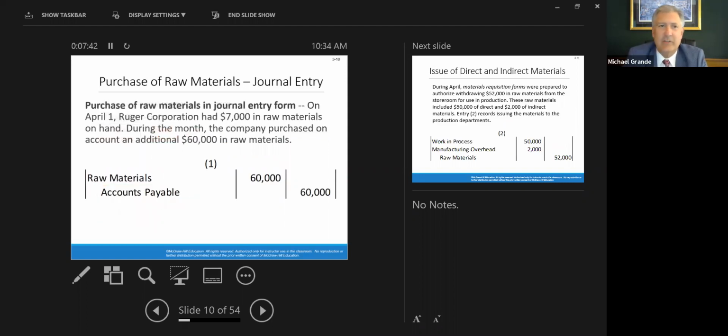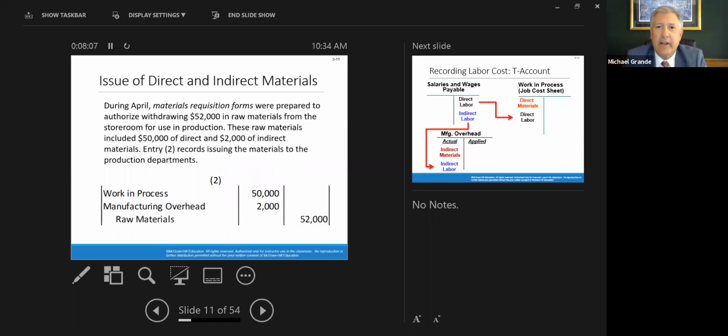So let's look at some of our journal entries. On April 1, Rugger Corporation had $7,000 in materials on hand. During the month, the company purchased on account an additional $60,000 in raw materials. So we don't expense them. We put them on the balance sheet. We put them in an asset. We put them in an inventory account called raw materials. During April, materials requisitioned were prepared to authorize withdrawing $52,000 in raw materials from the storeroom for use in production. These raw materials included $50,000 of direct, $2,000 of indirect.